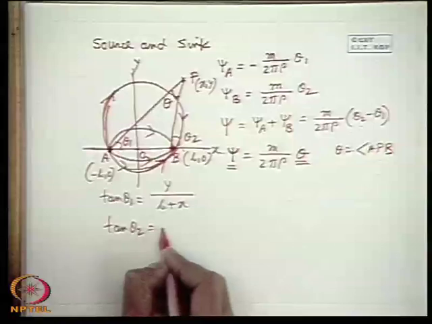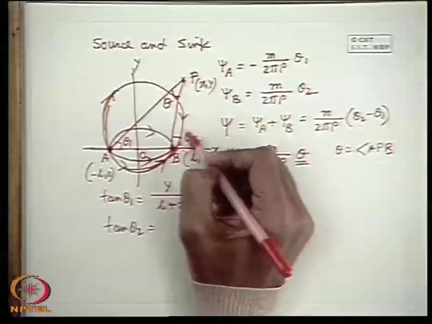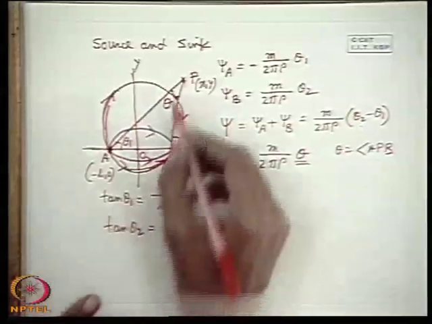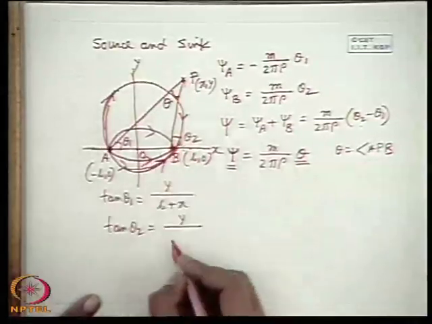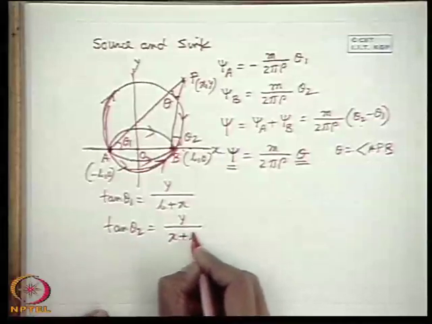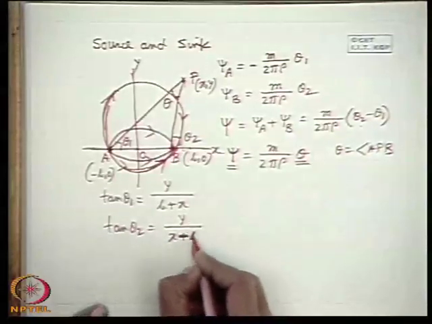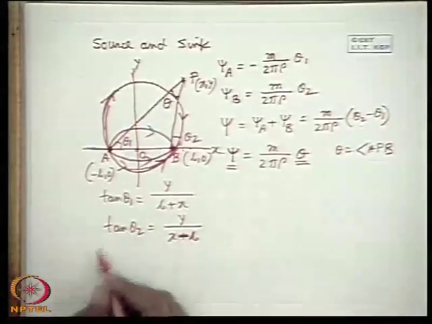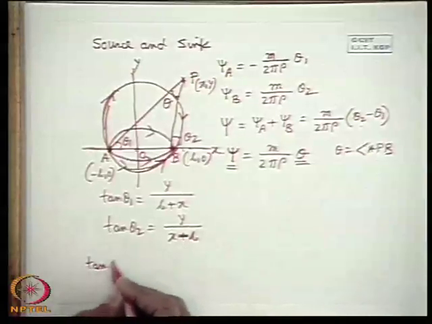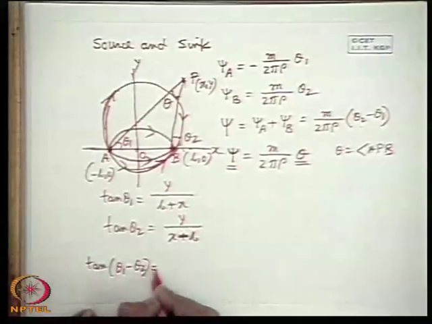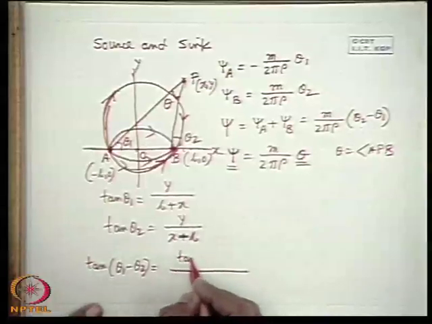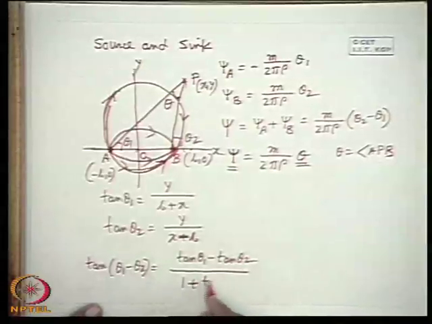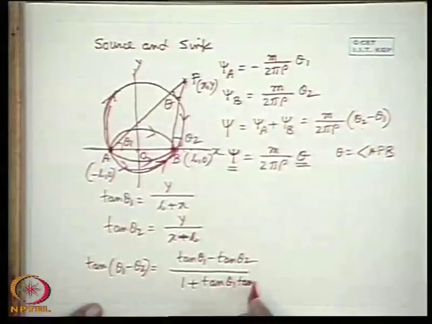Similarly, tan theta 2, theta 2 is this angle, we drop a perpendicular from the point P on the axis, we will get y divided by x minus b. I am sorry, x minus b. It is x plus b, it is x minus b. All right. So therefore we can write tan of theta 1 minus theta 2, you know the formula for this, tan theta 1 minus tan theta 2 divided by 1 plus tan theta 1 tan theta 2.